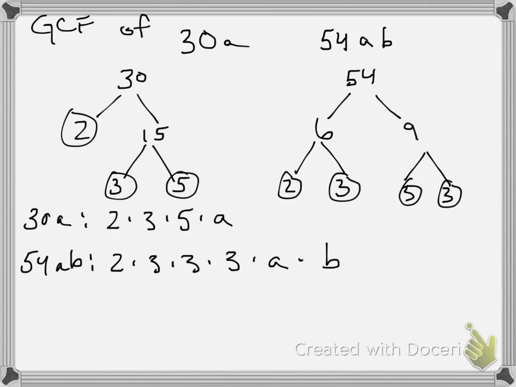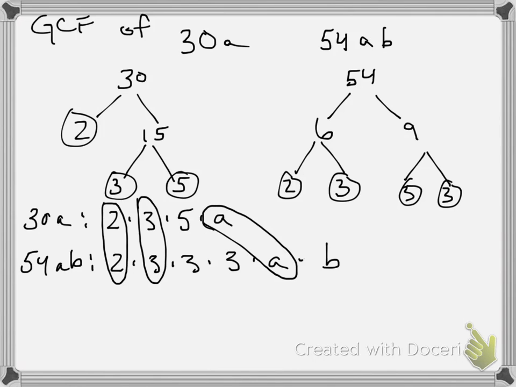Well, let's see what I have in common. My 2's are in common. My 3's are in common. Let's see, no 5, no other 3. My a's are in common. So then if I multiplied what I have in common together, I do 2 times 3 is 6. 6 times a is 6a. So the GCF of 30a and 54ab is 6a.